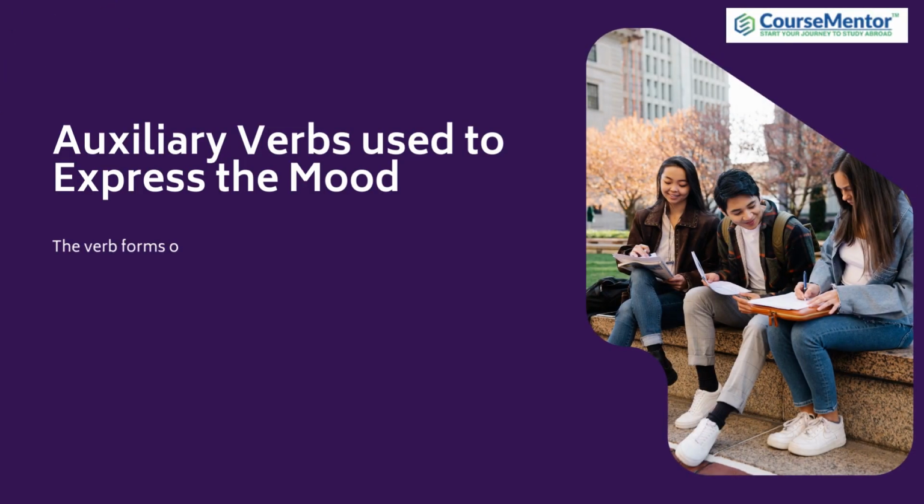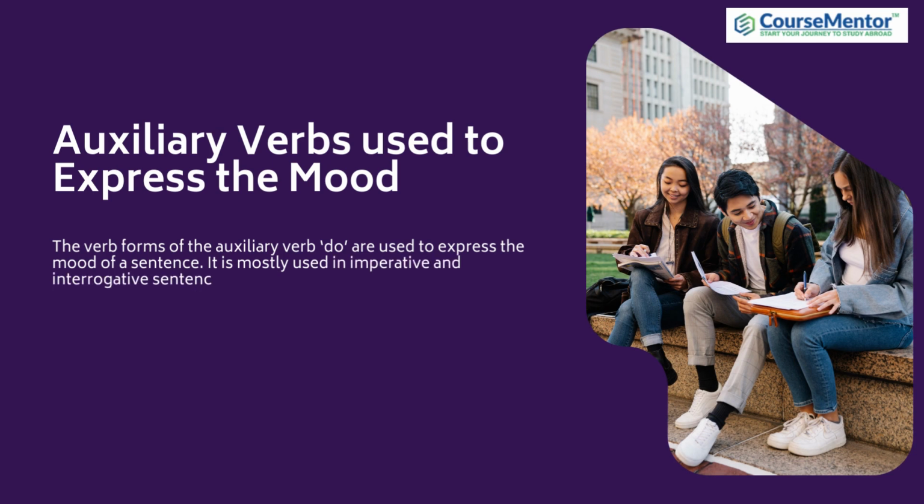Auxiliary verbs used to express the mood. The verb forms of the auxiliary verb do are used to express the mood of a sentence. It is mostly used in imperative and interrogative sentences. Let us look at some examples.